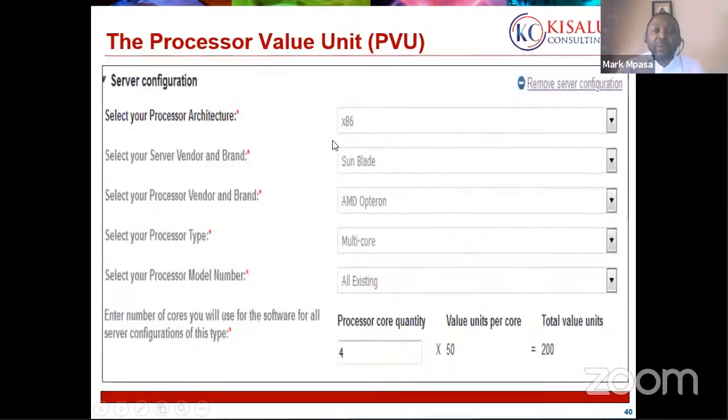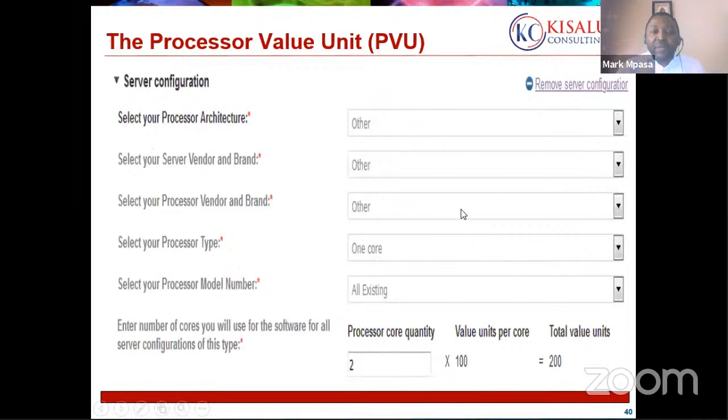Again, another example: x86, Sunblade, AMD Opteron, multi-core, all existing for any processor that's on this system. They are giving it a value unit per core of 50. If we are saying our software will run on a machine that has 4 cores, it means we will need to license 200 units.